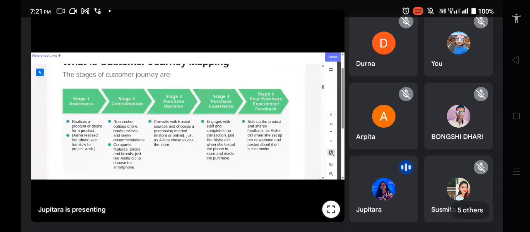So you have called up the customer care number of LG, and whether you had a good feedback from those people from the customer service. That's what is your stage 5.